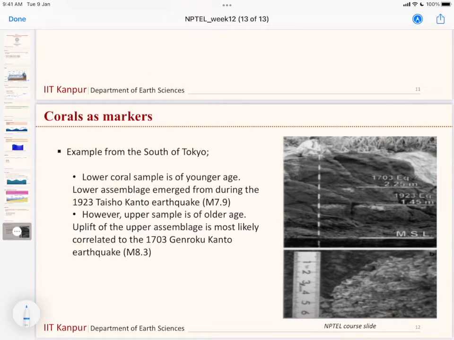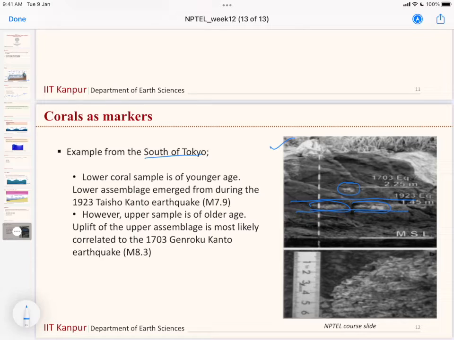So this is the example that I have taken, which I think is a part of your course slides as well. This is the example from the south of Tokyo, where let's focus on this first sample. Here you are seeing two white patches, one is over here and they are falling on the same line, and there is another observation, this again a white patch, which is above these two patches.